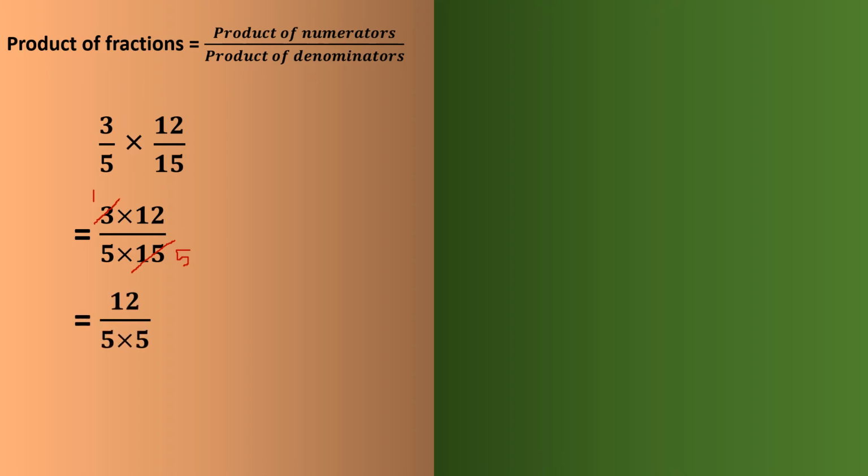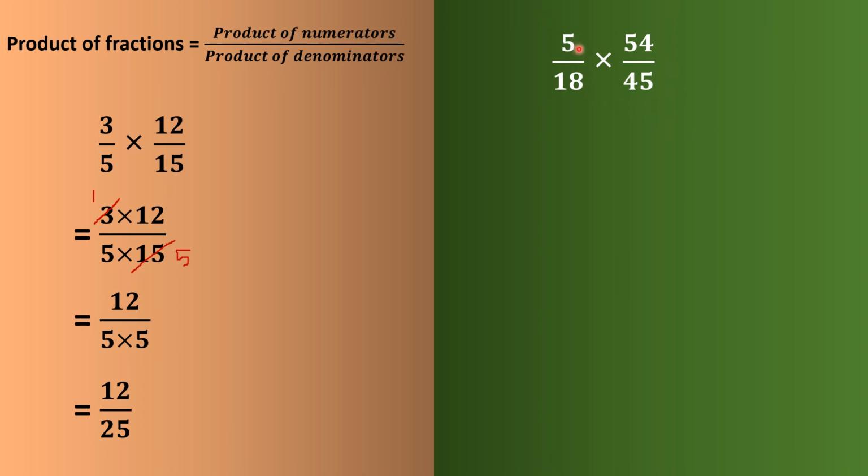It means 12 by 5 into 5. And we know that 5 fives are 25. So it is 12 by 25. So it is our final product of fractions 3 by 5 and 12 by 15. Now let us take one more question, that is 5 by 18 multiply 54 by 45.